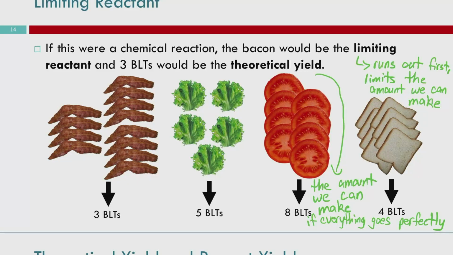And you may know that things often don't go perfectly, so we will typically not achieve our theoretical yield. In the world of making sandwiches, it's a lot easier to hit your theoretical yield. In the world of chemicals, an excellent result would be 90% of your theoretical yield. And some results might be more like 10 or 15%. Any questions about our limiting reactant or our limiting ingredient and our theoretical yield?